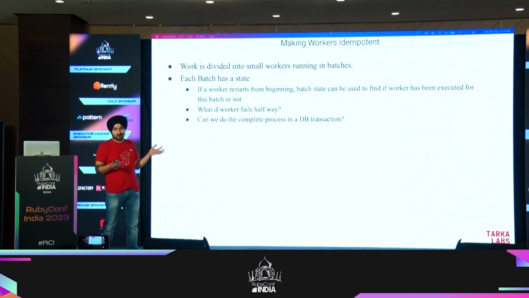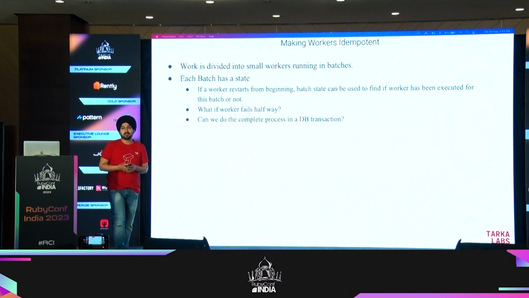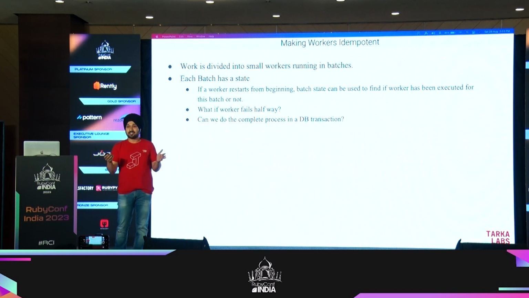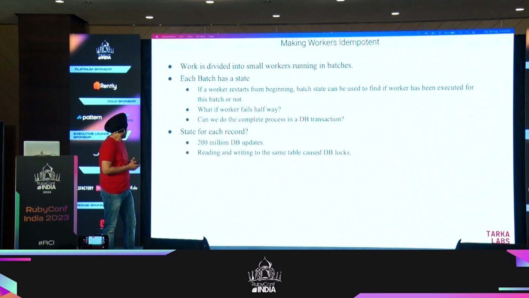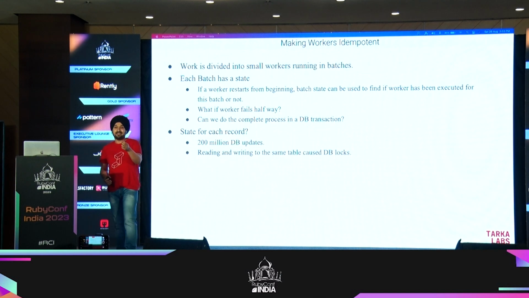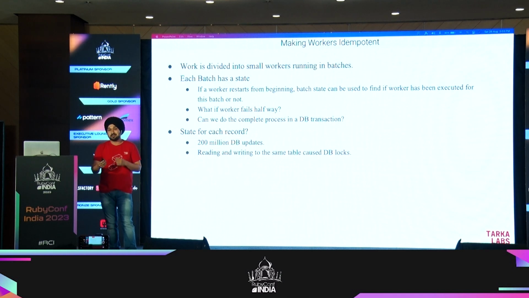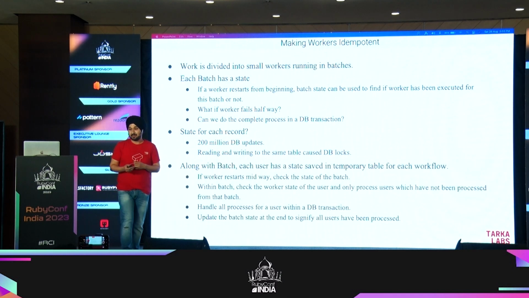One option could be you have everything done within that DB transaction. But that was not possible because even if you have 5,000 users in a single batch, you're doing a lot of transactions. You don't want your transactions to become big. The second option we thought of was, we have these 200 million or whatever records. We'll create a Boolean in the database saying if it is done or not done. But then we started getting into DB race conditions because we were reading and writing on the same table.